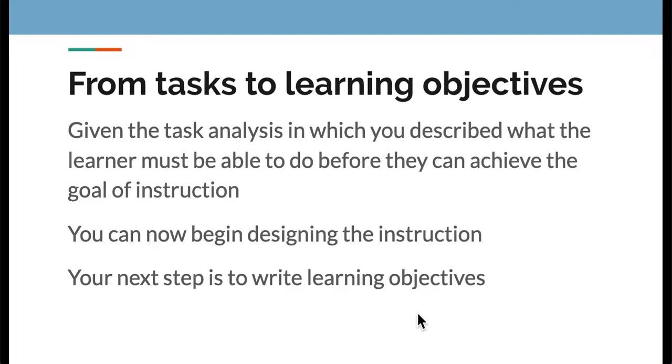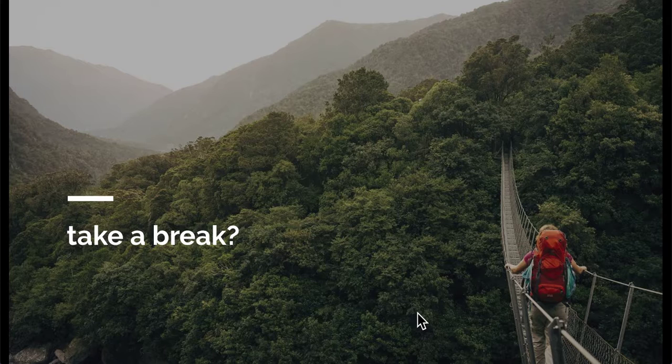Tasks aren't the only thing. They're just one of the many building blocks to get us to developing the learning objectives. So given what you've written for the tasks, there's a one-to-one correspondence between the task and the learning objective. This is the beginning of the instructional design process. Let's get into writing objectives.